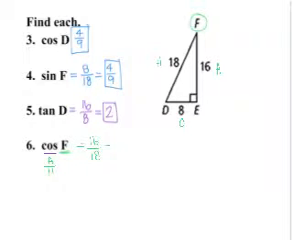So what fraction can I write? It's 16 over 18. And can I simplify it? Well, I know 2 goes into both of those. So 2 into 16 is 8, and 2 into 18 is 9. So that simplifies to 8 over 9.